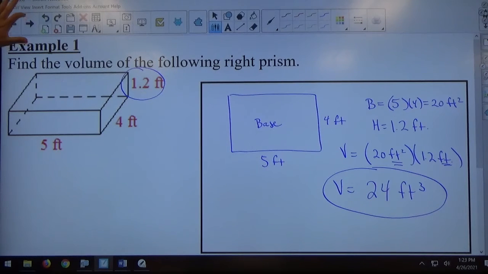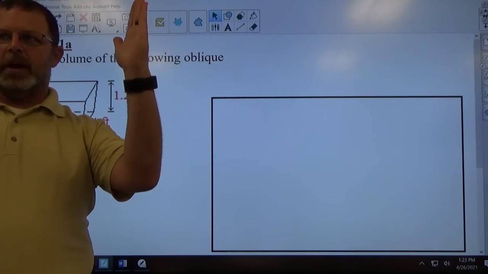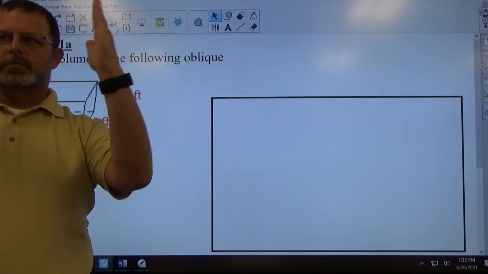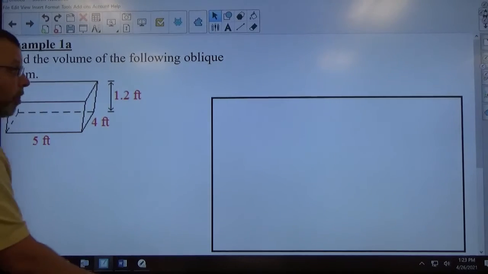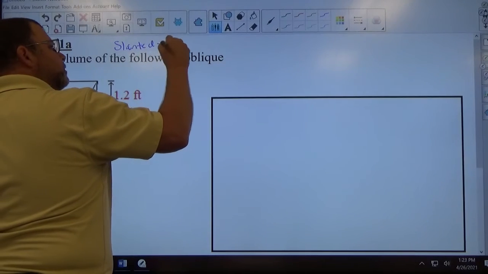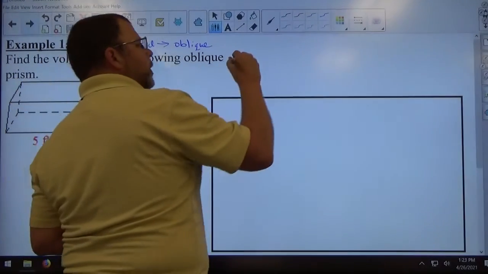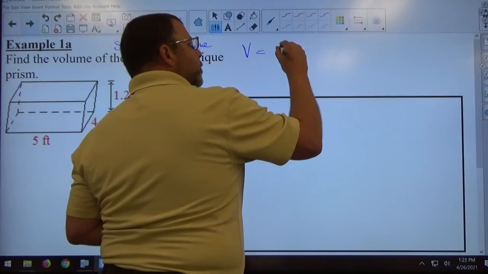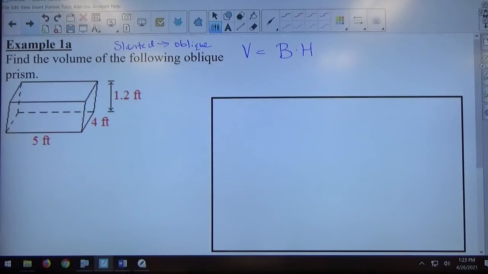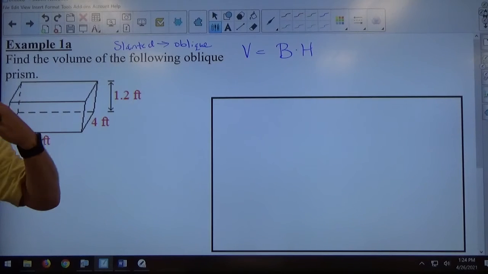Okay, moving along to example 1A, same idea. We have an oblique prism. Okay, a right prism is a prism that sits straight up. An oblique prism slants. Oblique means slanted. The volume formula for an oblique prism is this. Volume is equal to the area of the base times the height. Does that look familiar? Does the shape look the same? It's slanted, right? But for the most part, it's similar.